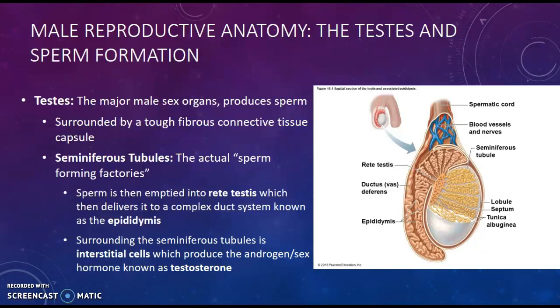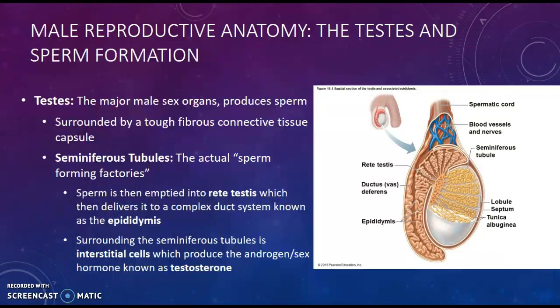All right, so now we're going to get into the anatomy of the male reproductive system. First we're going to talk about the testes. The testes are the major male sex organs, and they produce sperm. They're surrounded by a very tough fibrous connective tissue, and they hang on the outside of the body. The seminiferous tubules are structures within these testes, and this is where the sperm is actually formed.